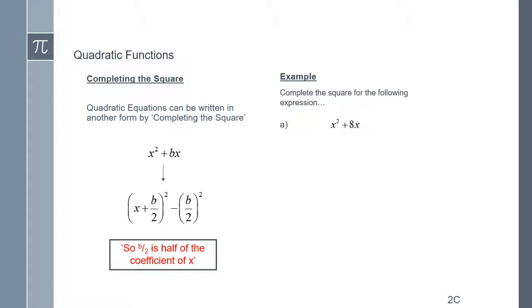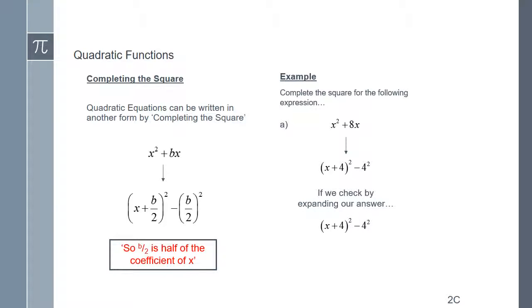If we see this as an example, x squared plus 8x, that's the same as x plus 4 squared minus 4 squared. And if you work through the numbers, x plus 4 squared is x squared plus 8x plus 16. So there's a plus 16 we don't want because our original expression was just x squared plus 8x. That's why we have the minus 4 squared on the end to get rid of that 16. So x squared plus 8x is equal to x plus 4 squared minus 4 squared.